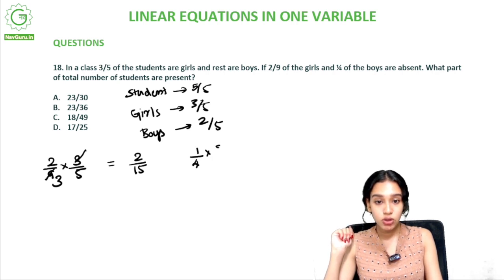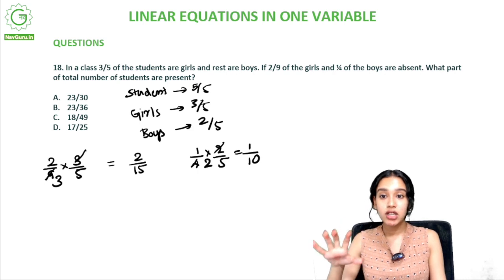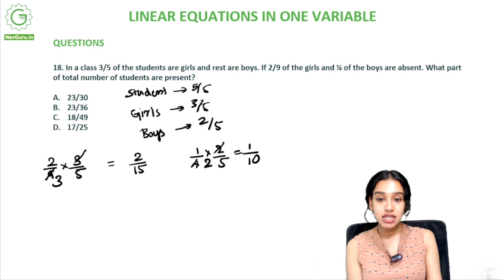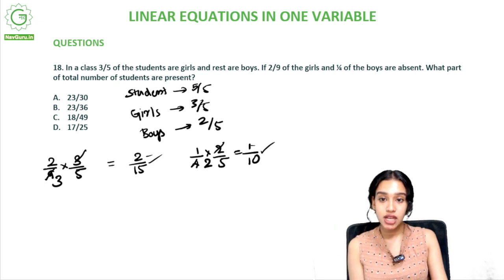So 1 by 4 of 2 by 5, right? This becomes 2 and this becomes 1 by 10. 1 by 10 boys are also absent. What part of the total number of students are present? So the thing is, we need to add these two things because this is the part of girls which is absent. This is the amount of boys which are absent. So we'll add these up to find the total number of students who are absent.